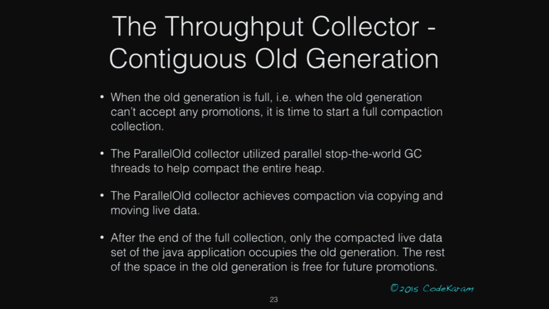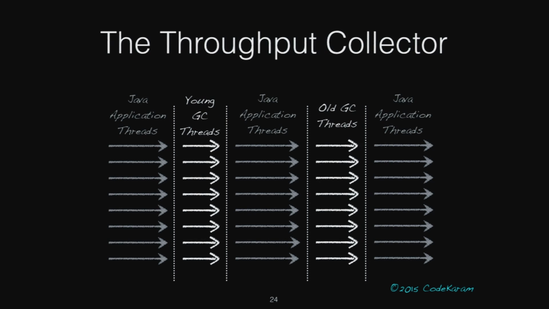Okay. So let's look at this in terms of this particular diagram. We have Java application threads in gray, and those dotted lines basically mean that that's the stop the world phase right there, where your Java application threads are stopped, and your young generation threads start doing their GC work that's needed to evacuate the young generation and move the survivors to the survivor spaces.